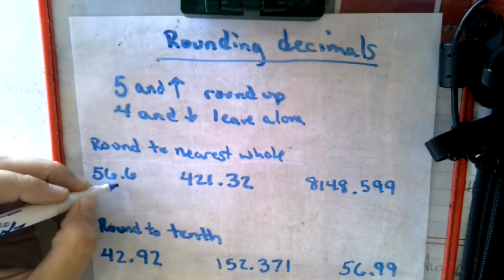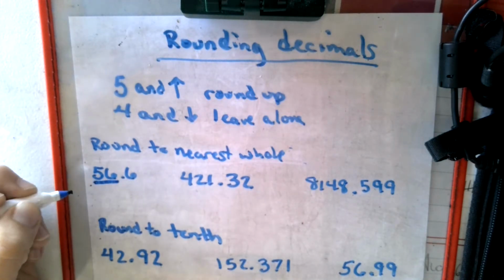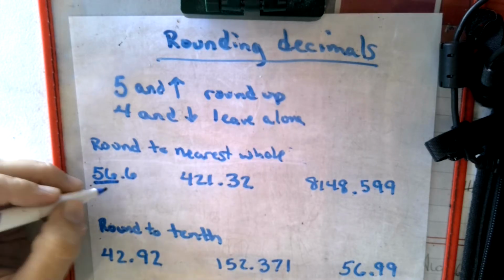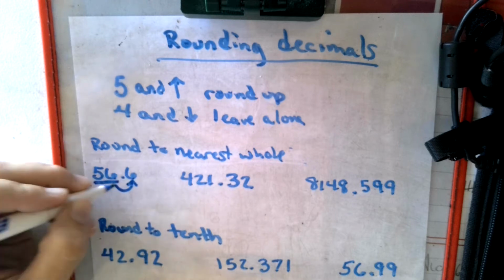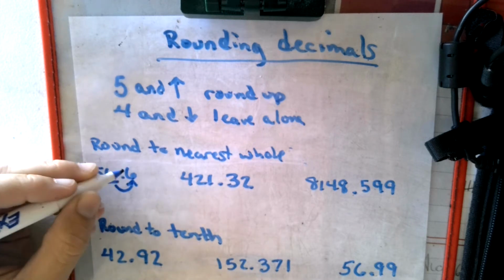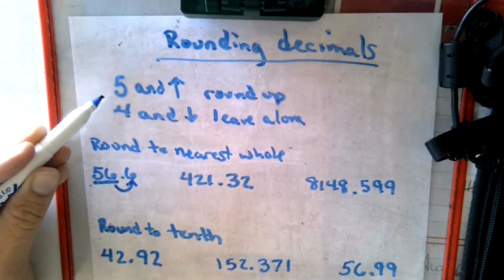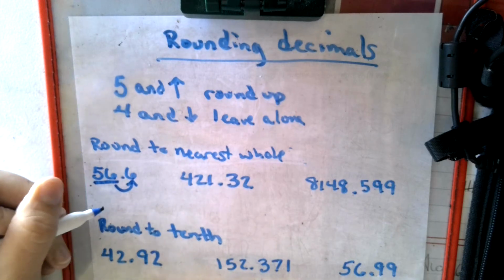Round to nearest whole. So we look at the whole number. A whole number is all the numbers that are in front of your decimal point, and then we look to the right of that. So 56 looks to the 6. The 6 says that rule, round up. So the 56 becomes a 57.